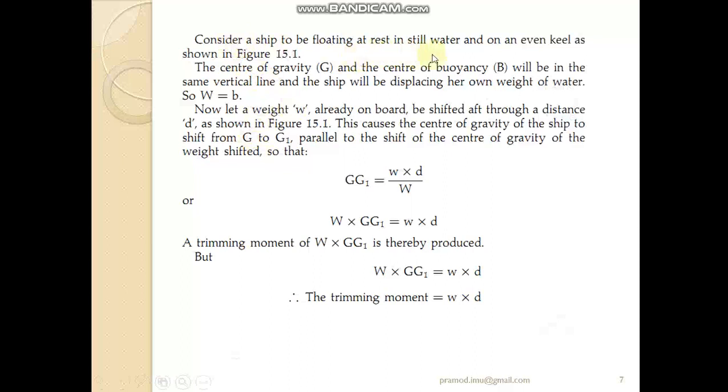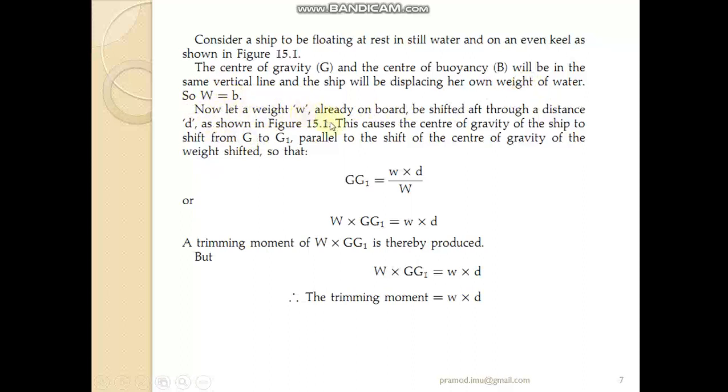Consider a ship which is floating at rest in still water on an even keel. Remember, even keel means the ship has no trim. In most conditions, we want ships to be on even keel, as you have seen in the figure before. The center of gravity and center of buoyancy will be in the same vertical line, and the ship will be displacing her own weight of water, so the weight and buoyancy will be the same.